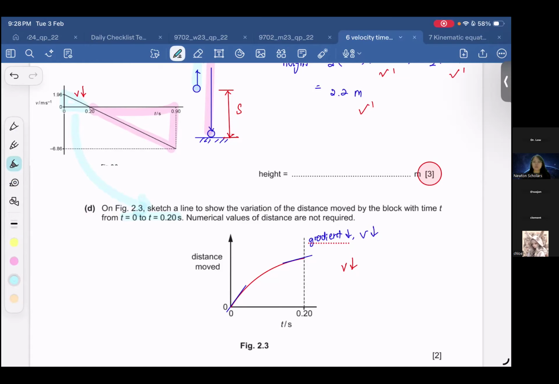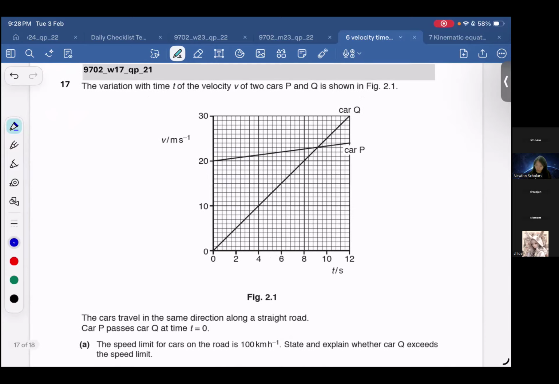Okay, velocity decreases. Any question? Any question? Is it okay? No response? Chloe, okay? How about others? Is it okay for you? Clement, okay? Sergeant, okay?